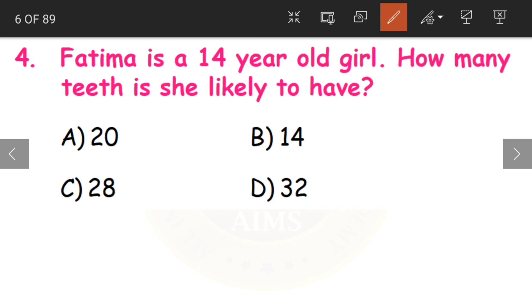Clear, children? Now the fourth one, Fatima is a 14-year-old girl. How many teeth is she likely to have? So Fatima, one of your friends, is a 14-year-old girl. At 14 years, how many teeth does a boy or a girl have? Is it 20, 14, 28 or 32? And the answer is, children, 28. So a 14-year-old, boy or girl, still has to get 4 more teeth by the time they become an adult.